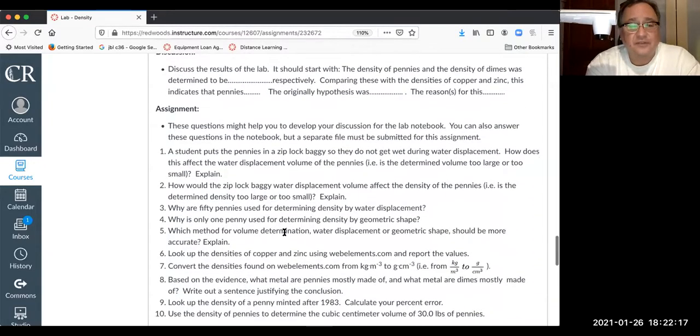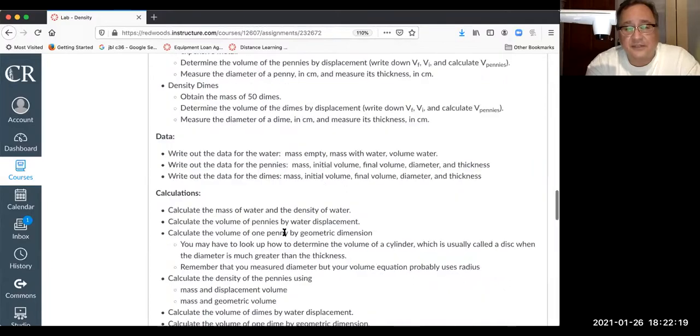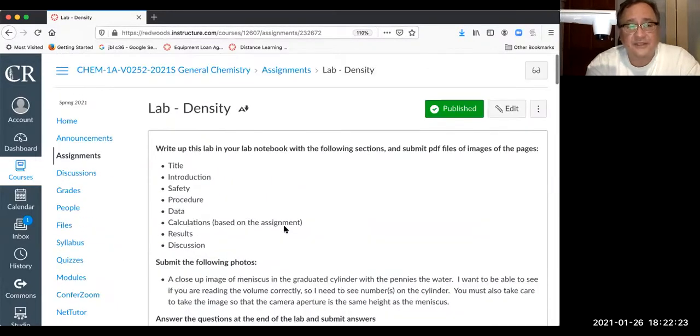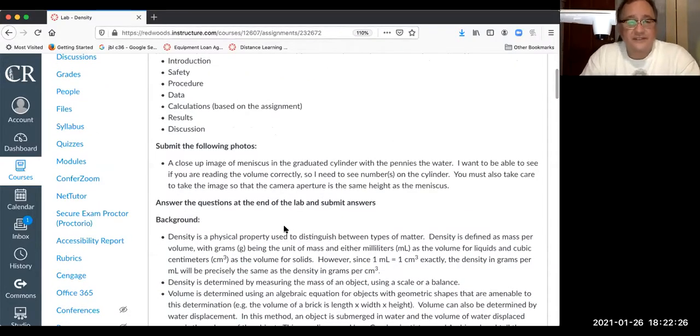All right, so now let's start talking about the introduction. I like to make the introduction bullet points. And the first thing I'd start off with is that density is mass divided by volume.